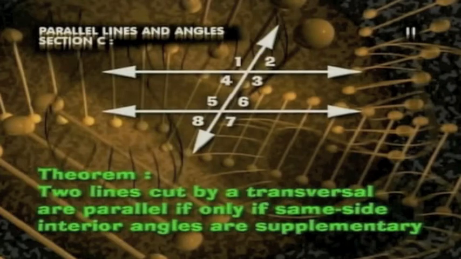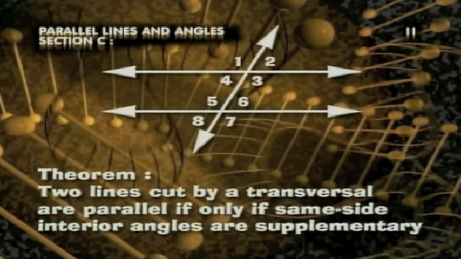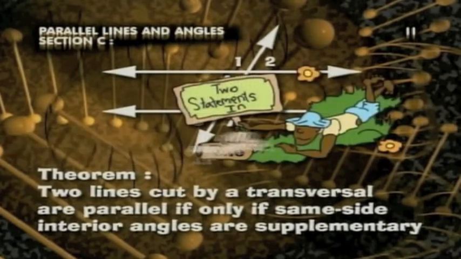Two lines cut by a transversal are parallel if and only if same side interior angles are supplementary. Like the if and only if statement we just proved, we know that this is really two statements in one.